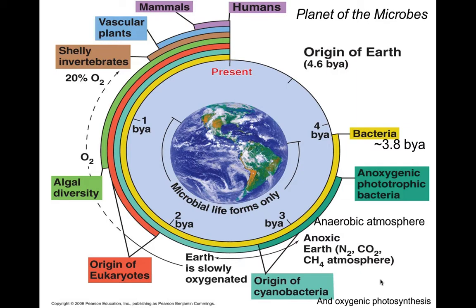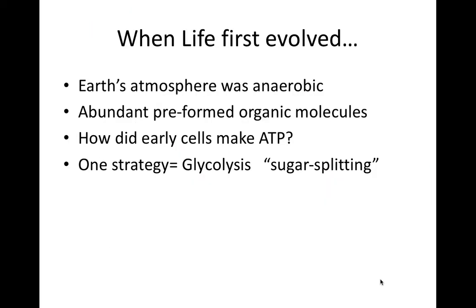But again, we just want to emphasize that when the first cells evolved, there was no molecular oxygen present in the air. Also, electron transport chains hadn't evolved. So the cells could not carry out the process that we humans are most familiar with, which is aerobic respiration. So these primitive cells, they lacked electron transport chains. There was no molecular oxygen, so they had to find another way of making ATP.